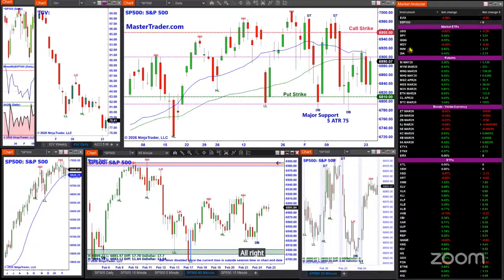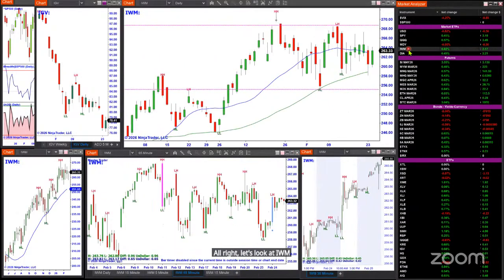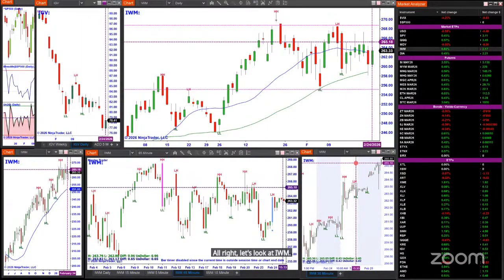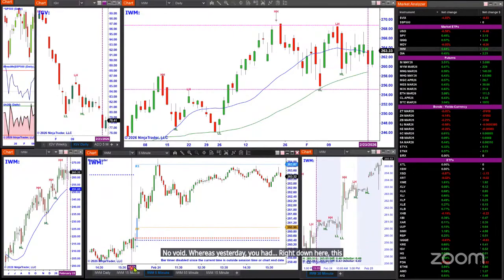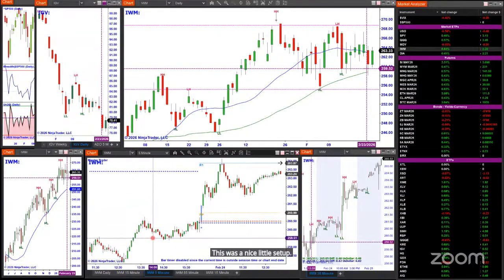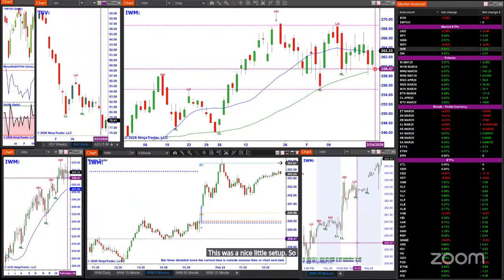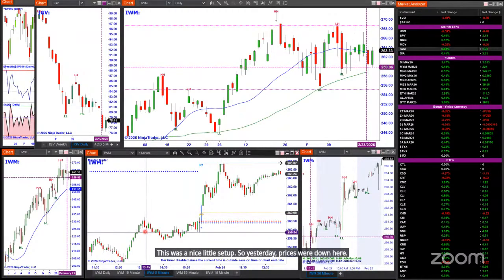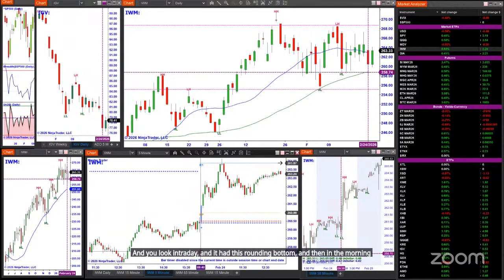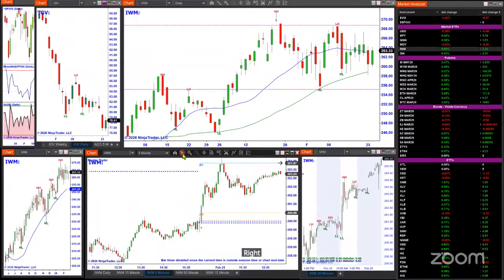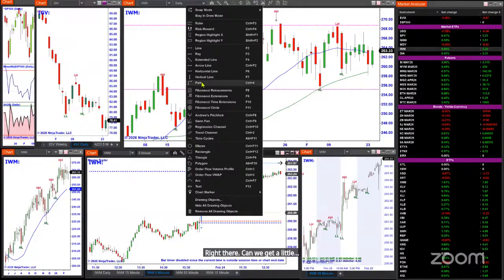All right, let's look at IWM. And where is it at? Top of the trading range. No void. Whereas yesterday, you had right down here, this was in the morning. This was a nice little setup. So yesterday, prices were down here. And you look intraday, and it had this rounding bottom. And then in the morning, it made that bottoming tail bar right there. That was the setup that I was looking at.